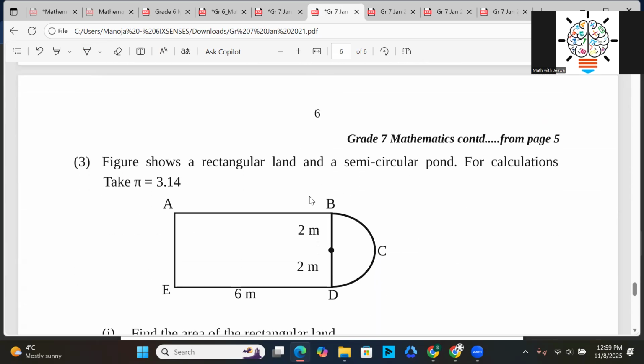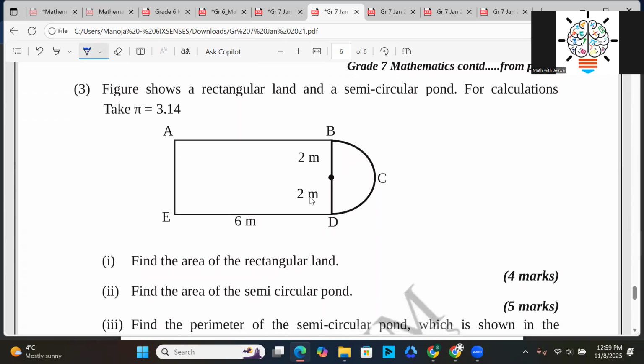Yeah, we have. Here we go. The figure shows a rectangular land and a semicircular pond. Right? So you have that this is the land, right? This area is the land, and this is the pond. Okay. Find the area of the rectangular land. How are we going to find this rectangular land?